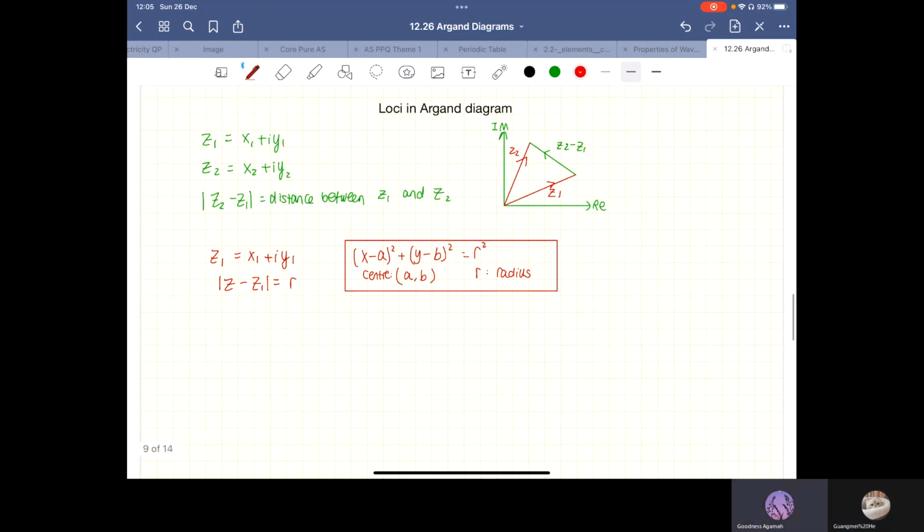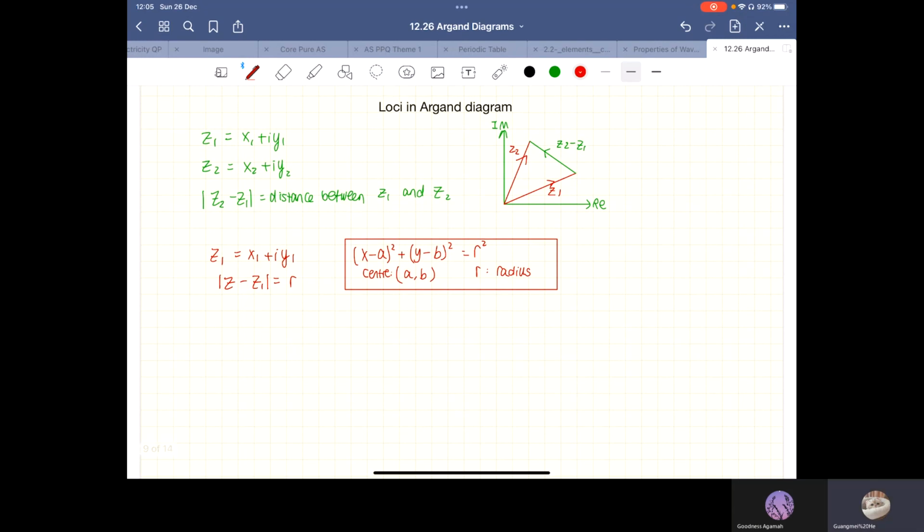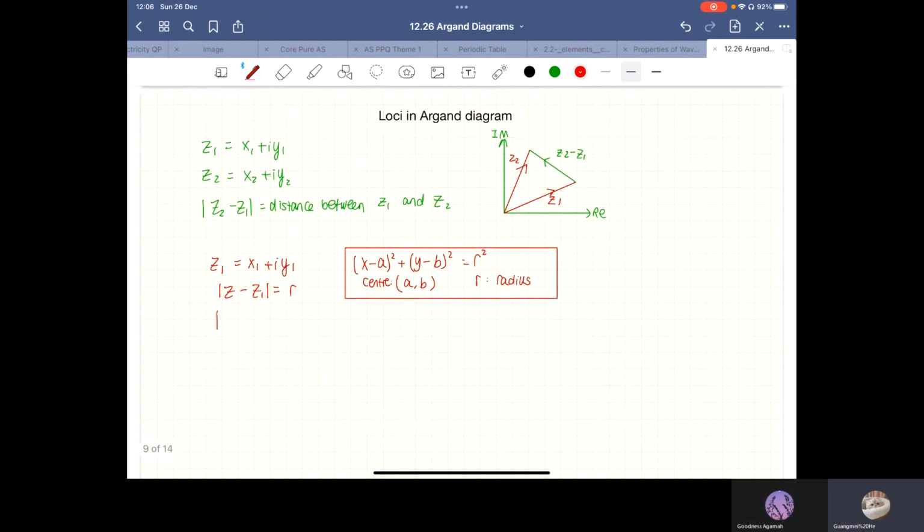So the modulus of z minus z1 is equal to r. r is the radius, and we know what z1 is. We have written it out. It's x1 plus iy1. So we can write it as z minus (x1 plus iy1) is equal to r. And according to the equation of a circle, (x1, y1) is our center and r is the radius. That's something you have to remember.